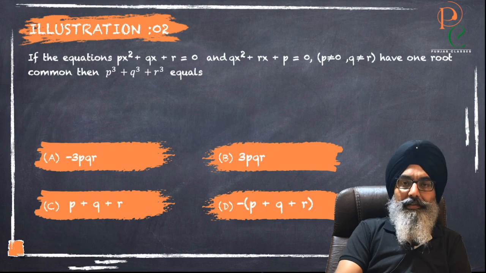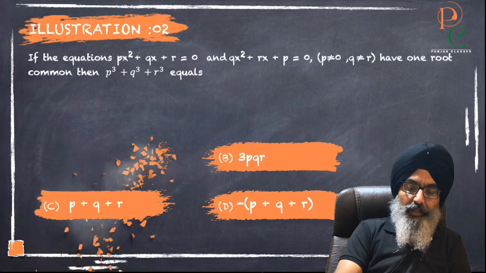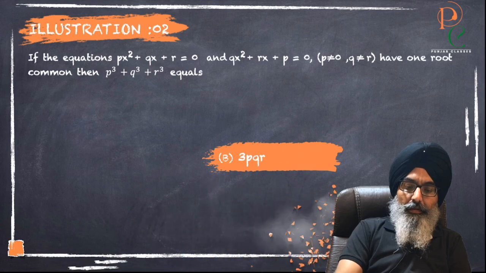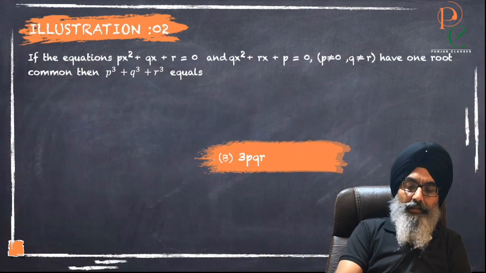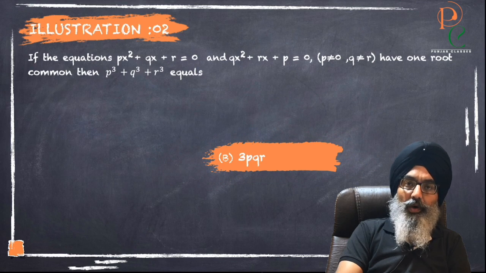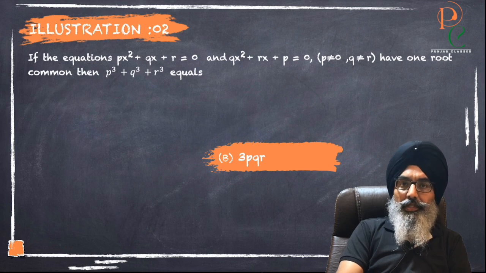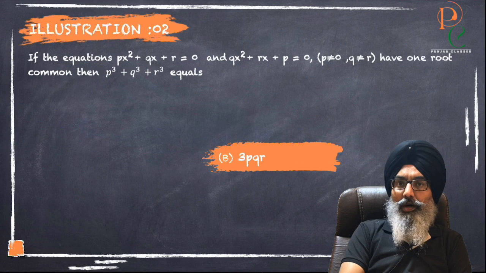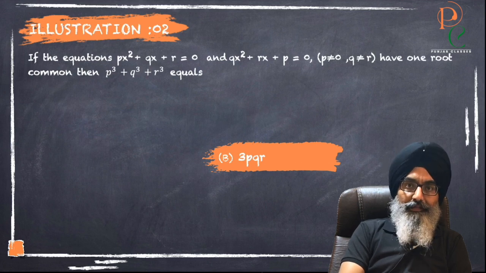So we can clearly see B option is the correct answer. A, C and D are wrong answers. So we get B as the correct answer. P cube plus Q cube plus R cube equals 3PQR. So in this question again we applied that formula, the relation between the coefficients, and thereby putting the values of PQR we obtained an equation in PQR, and simplifying we arrived at a result.